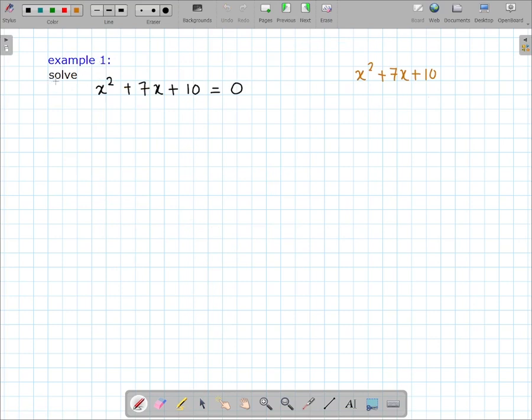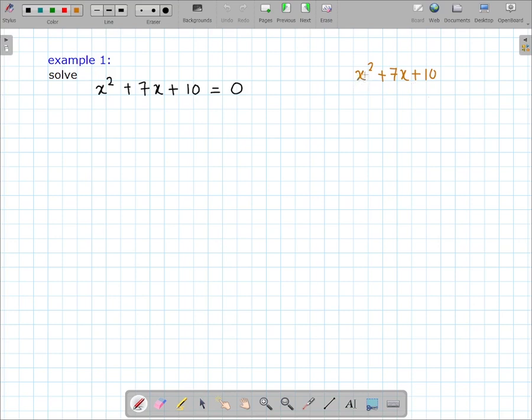Example 1, solve x squared plus 7x plus 10 equals 0. Then I take this expression x squared plus 7x plus 10 and I write it here and check whether I can factorize this one. That means whether I can write this one as a product of two brackets. So how do you check that? How do you do that?